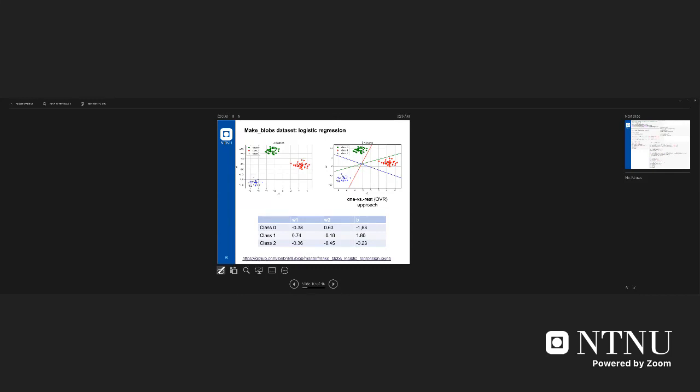So we have this green one here. We have this yellow one, right? We have the blue one, right? And we have the green one. We have 3 classes. We generated those 3 classes from this make_blobs function from sklearn. And now we need to classify this problem. How can we have 3 classes, right?